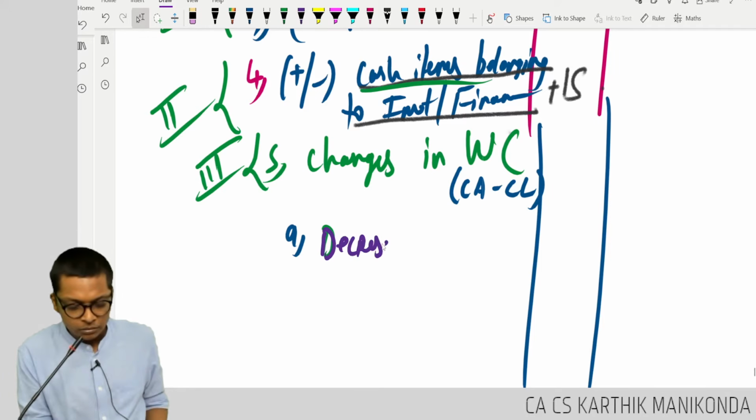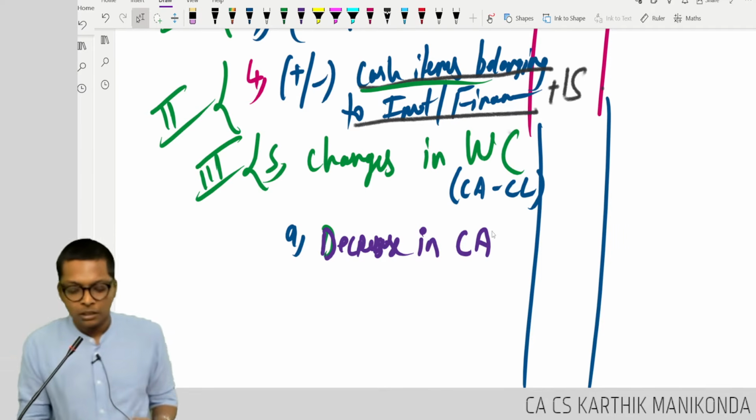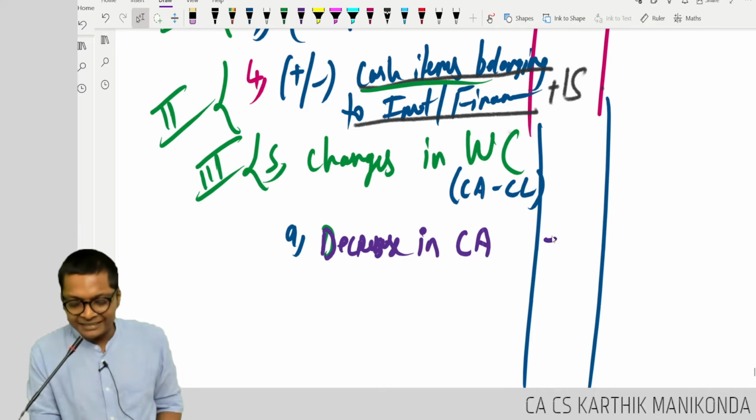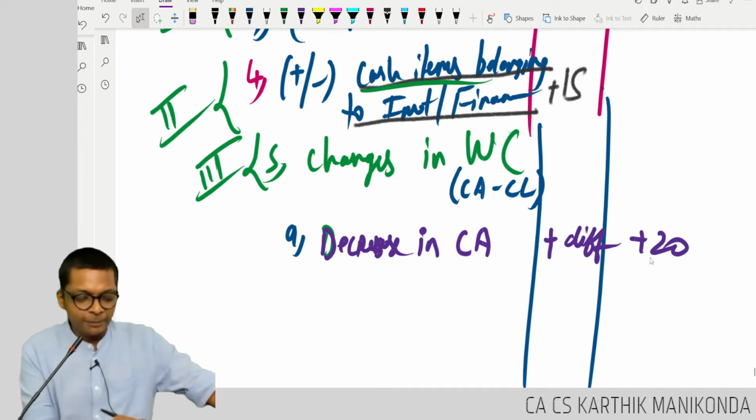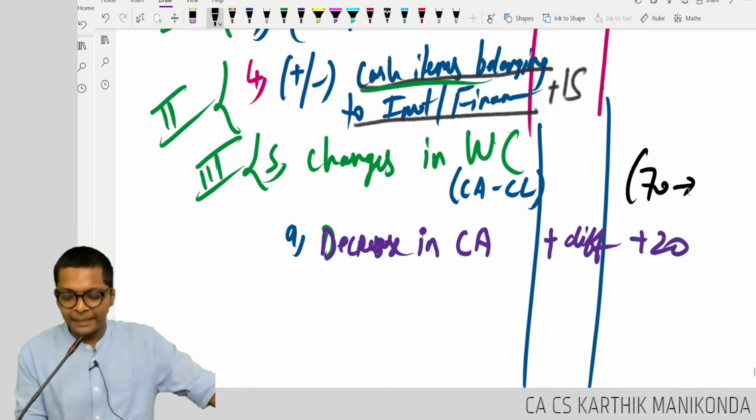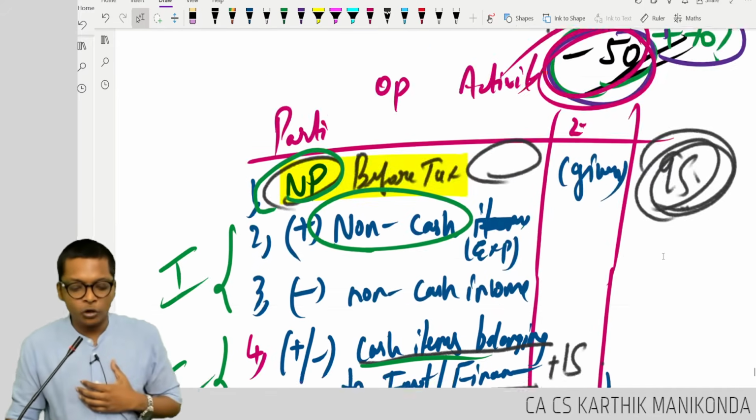Decrease in current asset. Any asset. Decrease in current asset, you will write plus whatever is the difference. Meaning we did plus 20. How did we get plus 20? Because debtors 70 became 50. Are you following, guys? 70 became 50. That means, follow very carefully, guys.